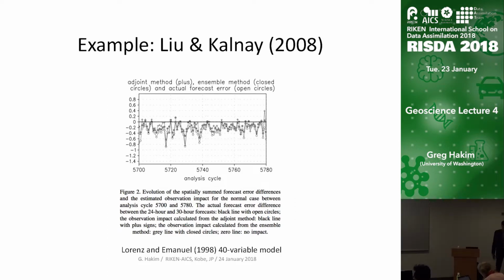Okay, so here's an example from Eugenia's paper. Around the same time, we were coming up with the same thing. And she was showing a comparison between the adjoint method, the ensemble method, very similar to ours, and the actual forecast errors. You don't have to be able to grok the details, but mainly see that these curves correspond relatively well. That is, they're able to predict with the adjoint and the ensemble method what actually happened in the forecast errors, in this relatively simple model, the Lorenz-Emanuel 40-variable model.